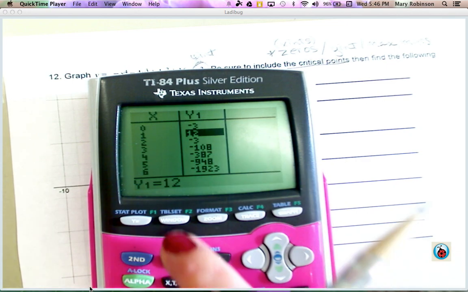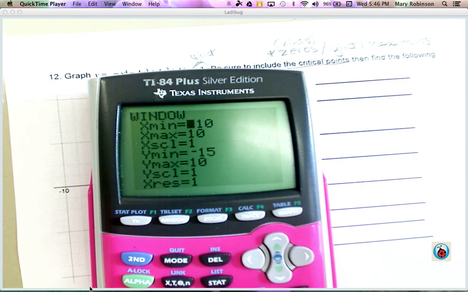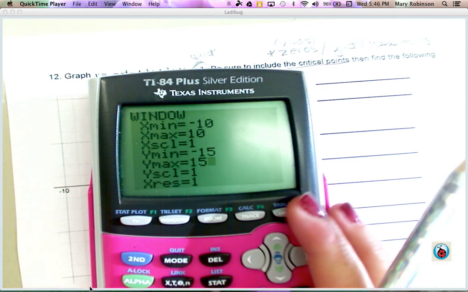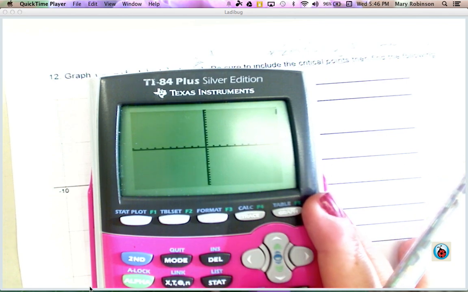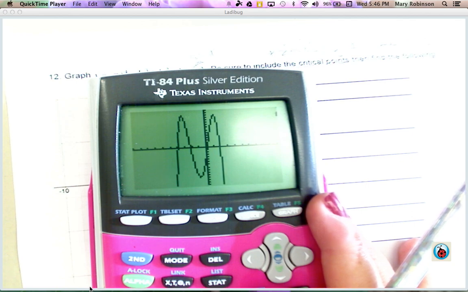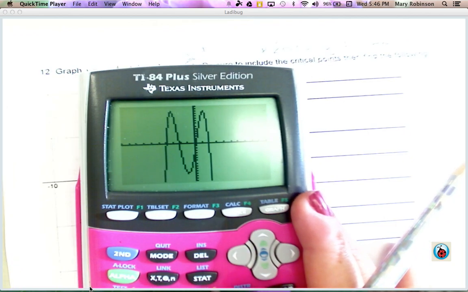So that tells me that if I go to my window, I need it to see higher on my y-axis, so I'm going to change my y max, because my y-axis goes up and down, and I'm going to change it to about 15. I always like to leave a little bit of room. So let's see how that helps. Alright, so now we can see, oh great, we can see all of our critical points perfectly.